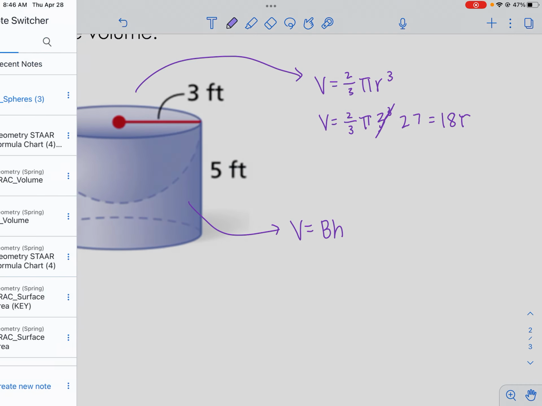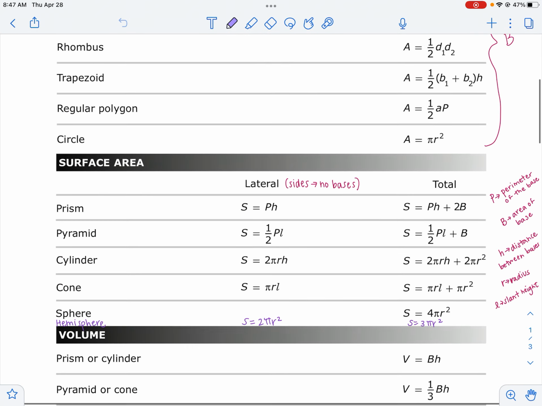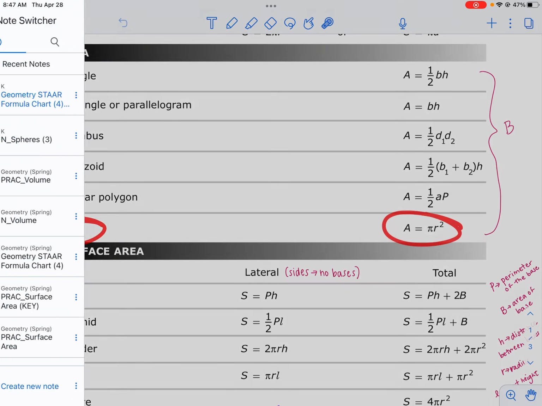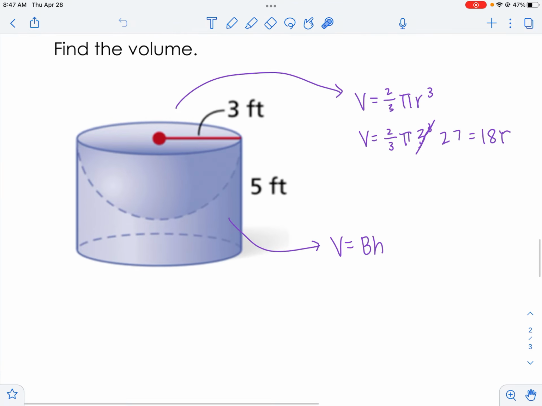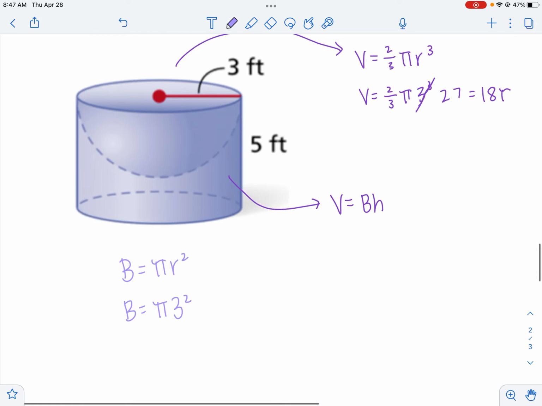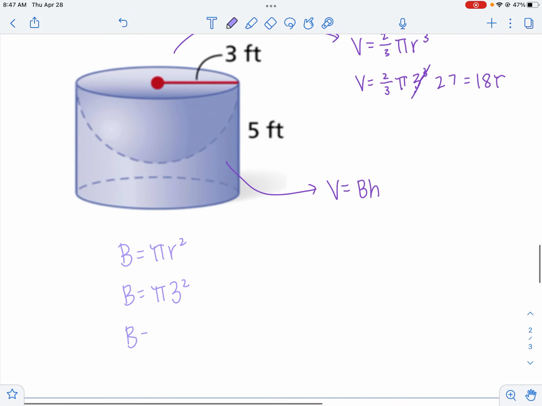So if you think back, what did capital B stand for? If we go look at our formula chart, capital B was the area of our base. And if we have a cylinder, ask yourself, what shape is the base in a cylinder? Well, the base of a cylinder is just a circle. So to find capital B, I'm going to do pi r squared. The radius was just 3, so it's still the same radius. So pi times 3 squared would make the area of the base, or the area of that circle, 9 pi.